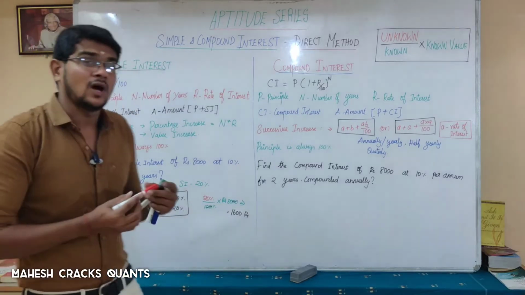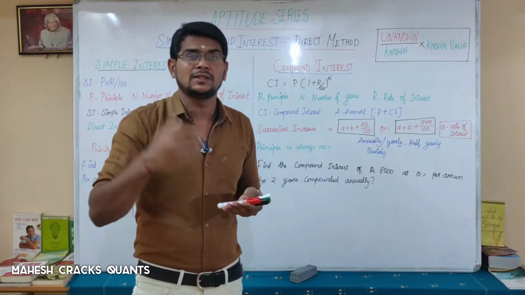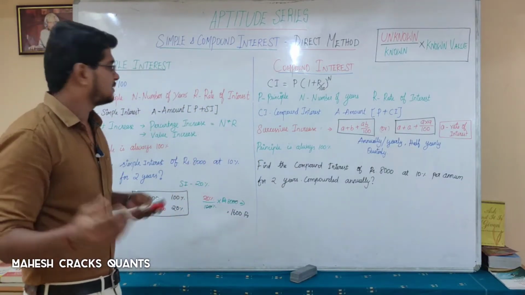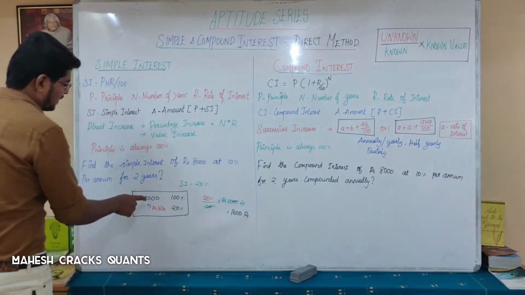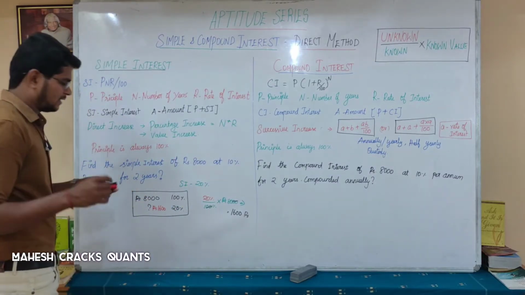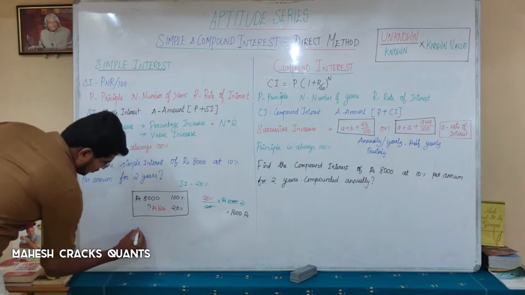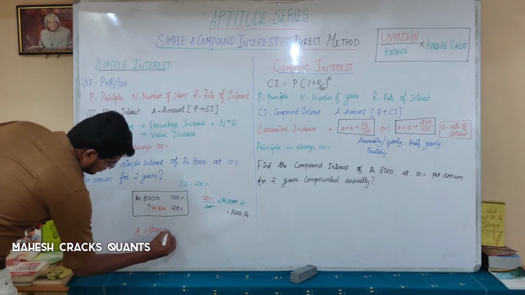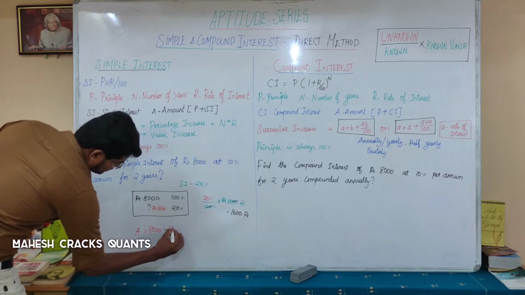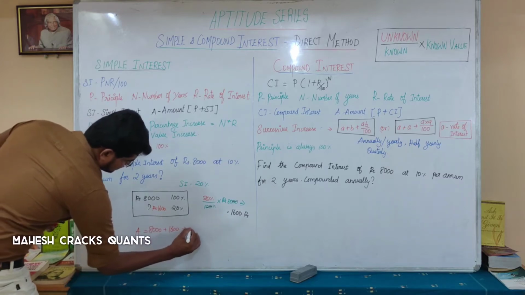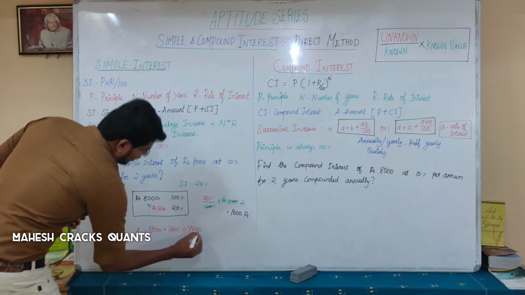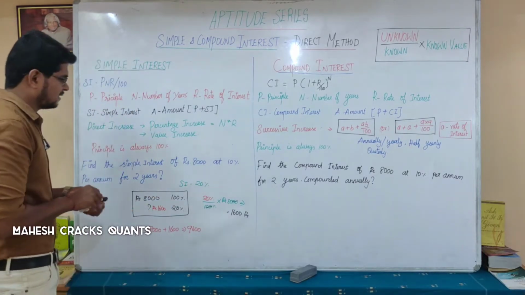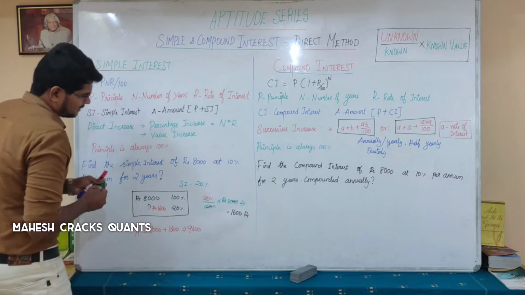If the question is about how much the other person should return after 2 years, that is the amount. Then you have to calculate the principal plus the interest. If the question is about the amount, what will you do? 8,000 is the principal plus 1,600 is the interest, which gives 9,600. Or else, you know that 20% is the simple interest, so directly you can place 120% here.